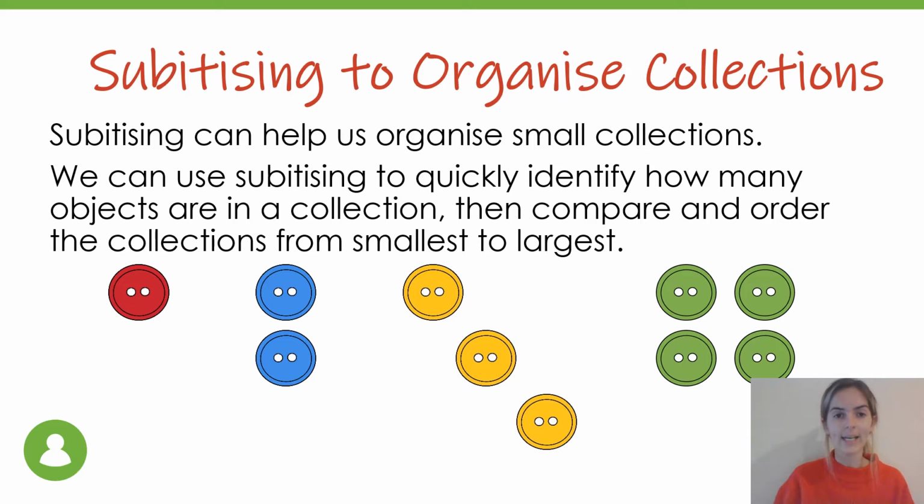Subitizing to organize collections. Subitizing can help us organize small collections. We can use subitizing to quickly identify how many objects are in a collection, then compare and order the collections from smallest to largest. So here we can see that we've got some collections of buttons. And here I have 1, then I have 2, then I have 3, and then I have 4. And that is going from the smallest amount to the largest amount.